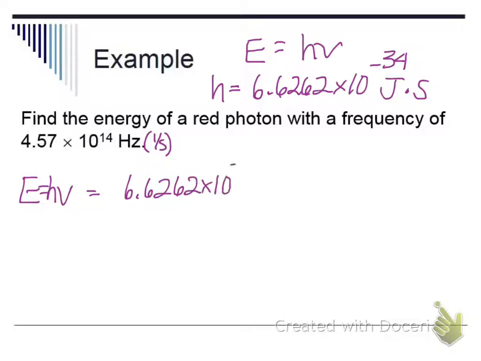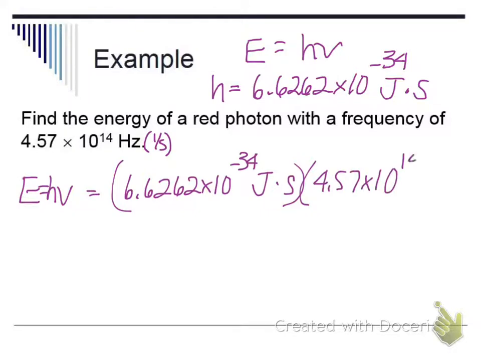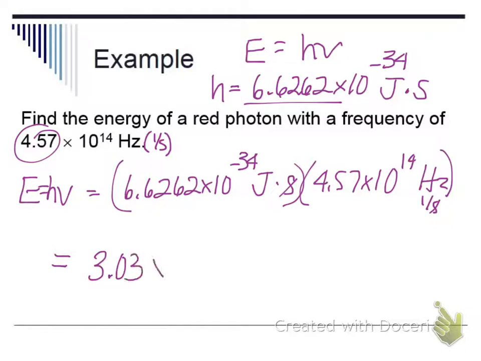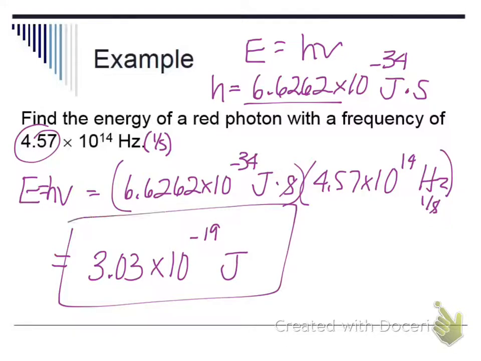6.6262 times 10 to the negative 34 joules times second. And then we're going to plug in our frequency, which was 4.57 times 10 to the 14 hertz. And remember, it's 1 over seconds, so they cancel out. We need 3 significant figures, because again, constants don't signify our sig figs. So that is going to be equal to 3.03 times 10 to the negative 19 joules. And that would be my answer.